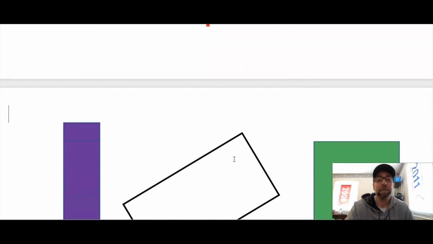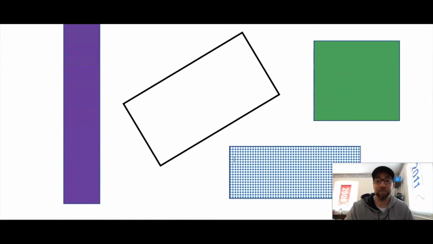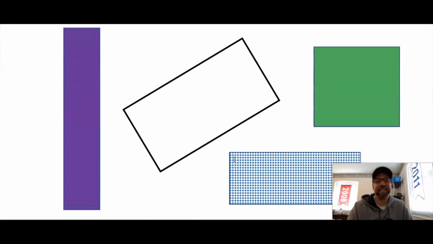Now, let's take a look at some other shapes that I have. Here are 4 more shapes. Look at these shapes. Does anybody know the name of these shapes? All of these shapes are called rectangles. Now, I know that some of you are raising your hand right now and saying, wait a second, this shape looks like a square. Well, you're right, that shape is a square, but it's also a rectangle, and we're going to learn why.